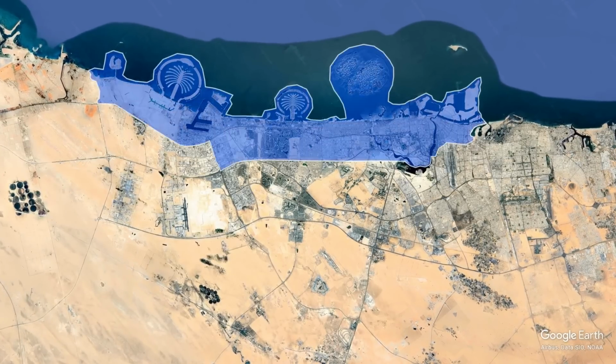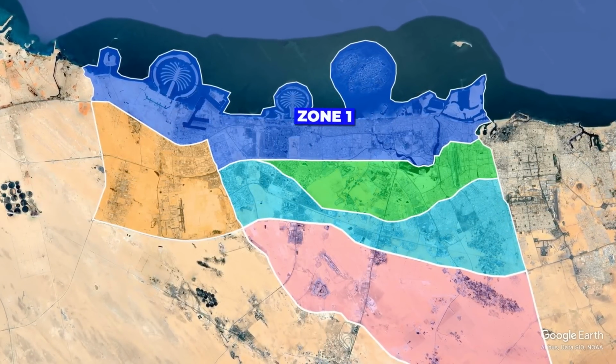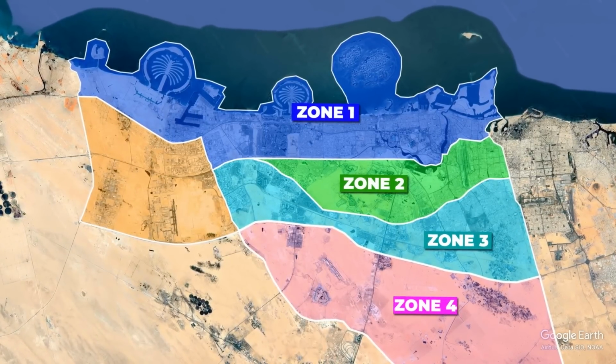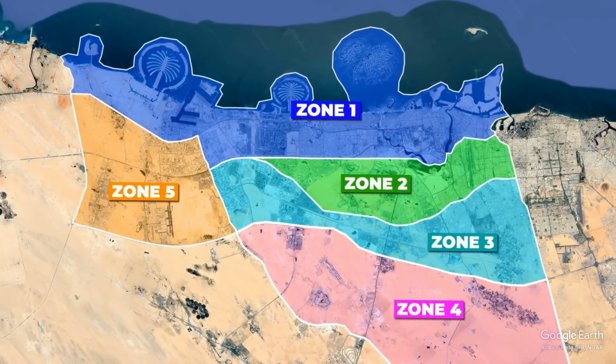We have 5 zones here: Zone 1, Zone 2, Zone 3, Zone 4, and then Zone 5. What is the basis of this specific zoning? This zoning is not done on the basis of pricing, nor is it directly related to the historical expansion of the city, like moving from older parts to the newer regions. It is mainly done on the basis of the natural coastline and the major roads and highways.